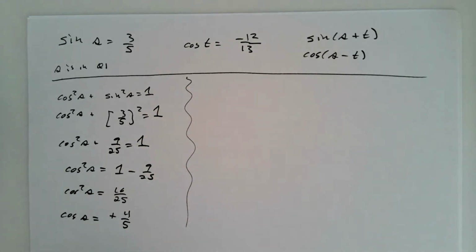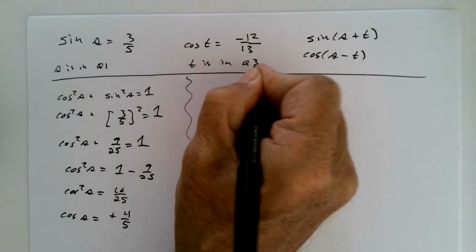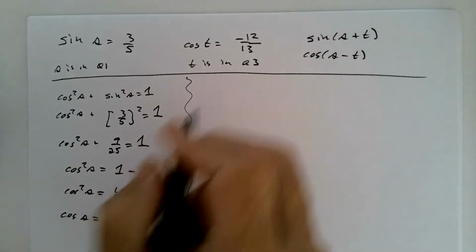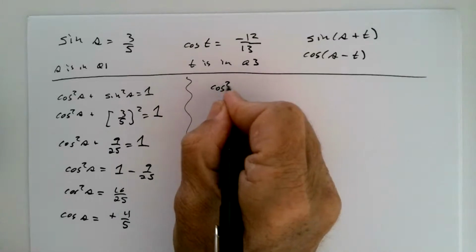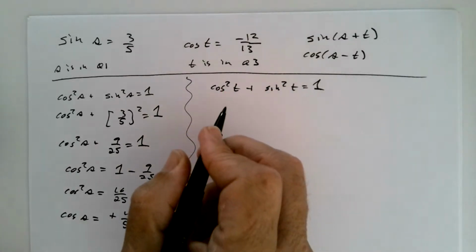Next up, I'm saying that cosine of t is negative 12/13. And what do we know about this? T is in quadrant 3. So let's go ahead and make that note. T is in quadrant 3. So I need to figure out what sine t is. So again, I'm going to use my identity. Cos squared t plus sine squared t is 1.